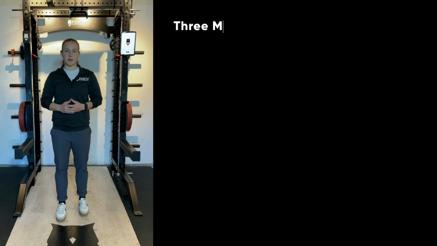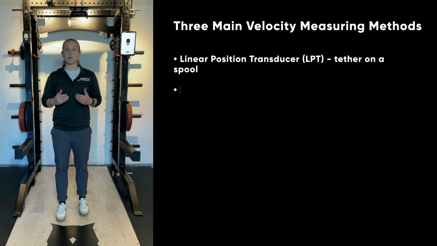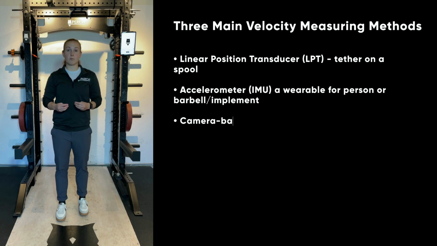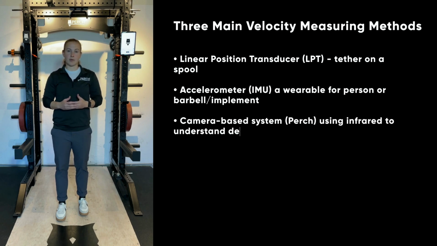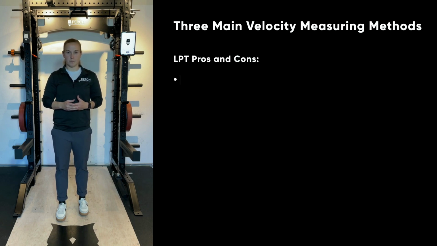Next up, I want to take you through some methods of measuring velocity-based training. There are currently three main methods of measuring velocity of an implement in the weight room. The first is through a linear position transducer, or LPT, and this was the original method of measurement after stopwatches. The second is accelerometers, or IMUs, which are typically worn on the moving person or on the implement. The third is camera-based systems like Perch, which are typically mounted on a weight rack or sitting on the floor. There are some pros and cons of each method that I want to take you through.